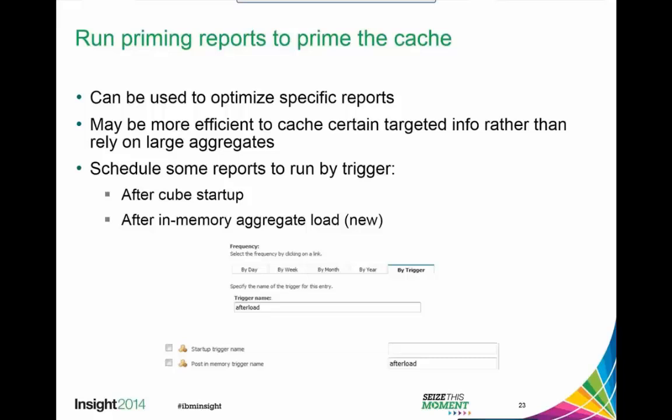Having aggregates is one approach to optimizing performance. Another is to run priming reports. As we saw last time, we were able to identify certain reports that we wanted to run right after certain events, and we took a look at the new trigger that was added in 10.2.2. It's a new trigger where you can assign reports to run after in-memory aggregates are done loading. There's an existing trigger for after cube startup, and we added a new one at 10.2.2 for after in-memory aggregate load. So we went over that last time.